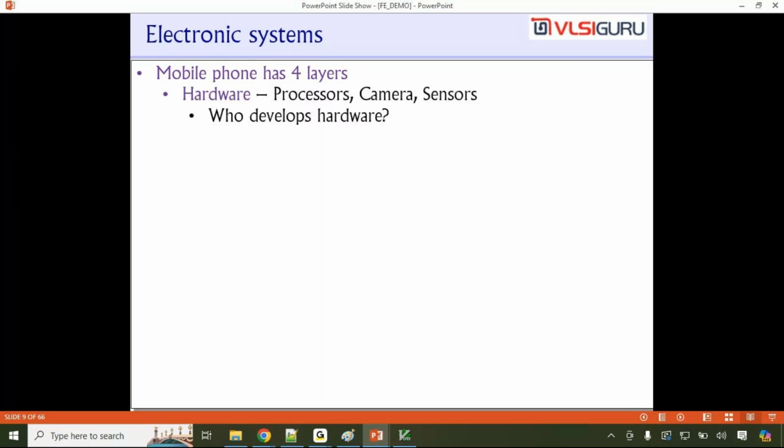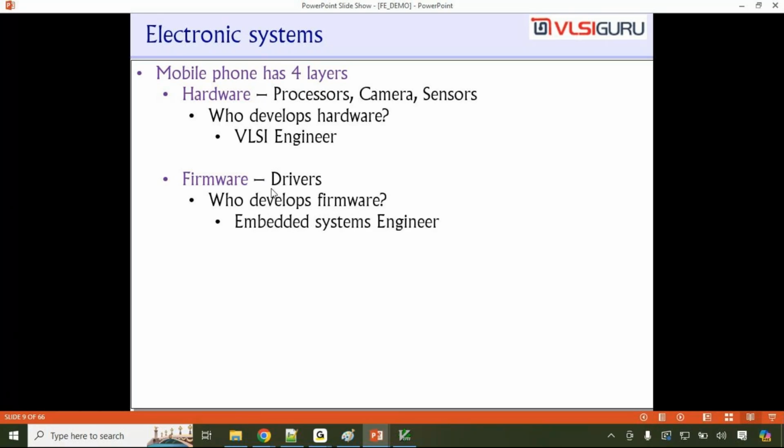One is the hardware. Who develops hardware? That is the hardware engineer, or more specifically, we'll call them a VLSI engineer, in our case. Next, the person who develops firmware, which is nothing but the different drivers. Who is the person who develops firmware? It is the embedded system engineer. So that is the difference between VLSI engineer and embedded system engineer. The VLSI engineer is responsible for development of hardware. The embedded system engineer is responsible for development of the firmware.